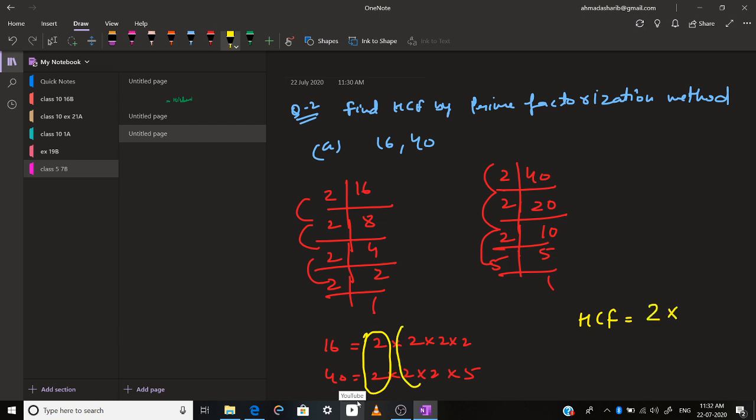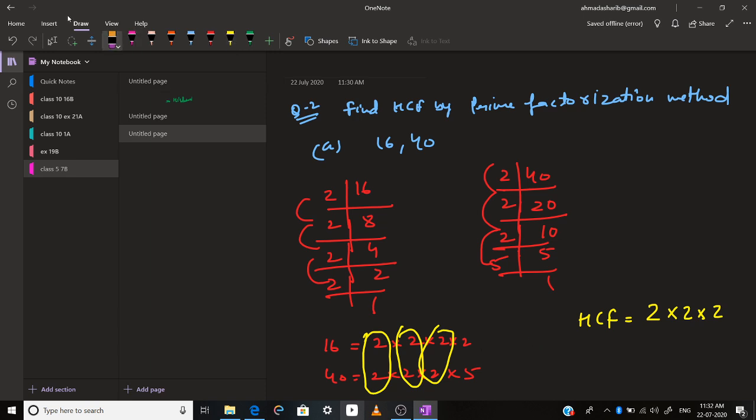Then you have to select the pairs. Then this pair, 2 and 2. This is the pair which I am taking, this is the pair I have written. And this is not a pair, so leave it. Leave this 2 and this 5 because they are not in a pair.